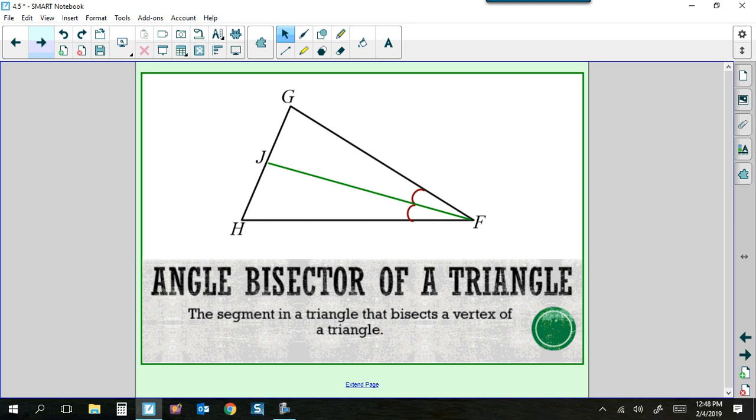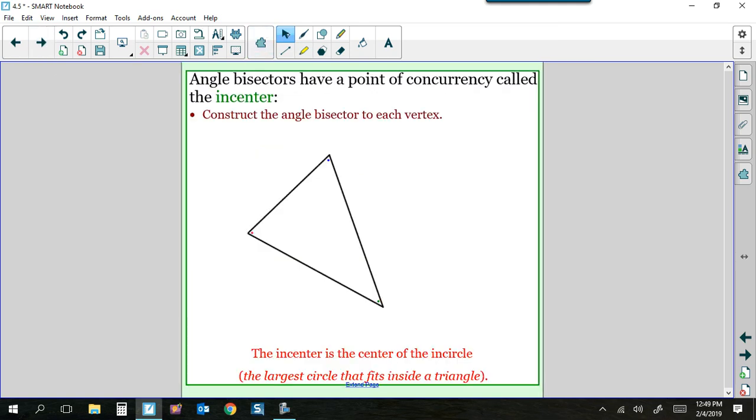First, an angle bisector of a triangle. You guys were constructing in lesson 4.2 an angle bisector given just an angle. Well, today you're going to be constructing the angle bisectors of all 3 angles in a triangle. Remember, bisect means to cut in half. So an angle bisector cuts an angle in half. You can see the diagram on your screen right now is showing that JF is an angle bisector, and you can tell that it's an angle bisector because of these congruency marks. Because I know both of these are congruent, I know that this is an angle bisector.